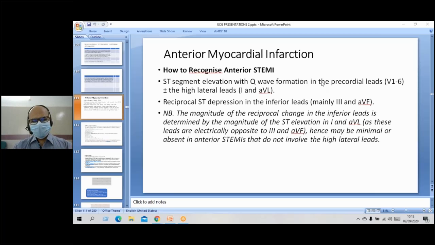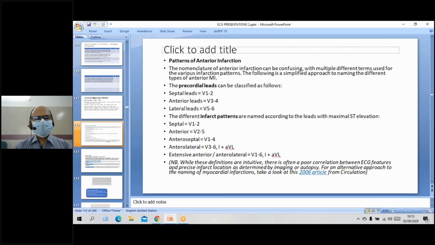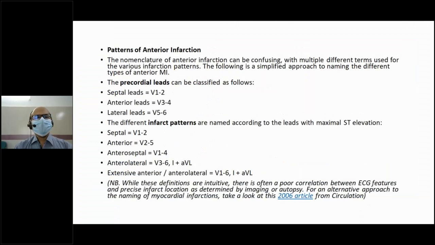Usually, in case of anterior myocardial infarction, the patient develops reciprocal ST depression in the inferior leads, that is mainly 3 and AVF. The magnitude of reciprocal changes in the inferior leads is determined by the magnitude of ST elevation in lead 1 and AVL, and hence may be minimal or absent in anterior MI. What is the pattern of anterior myocardial infarction?